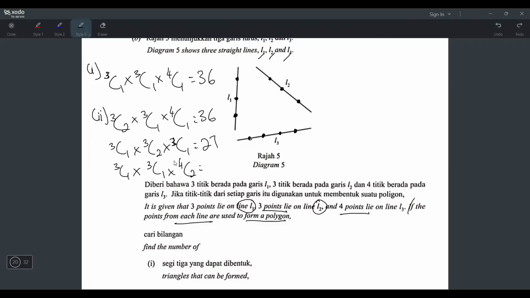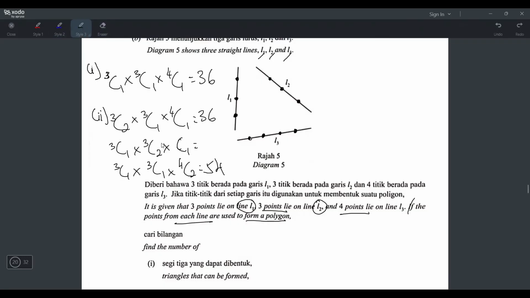Okay. Wait, I think I made a mistake here. This is not 27. Let me press again. It is 27. Wait. Did I make a mistake somewhere? Let me think. 3C1 times 3C2. Oh, I see. This is not 3, guys.